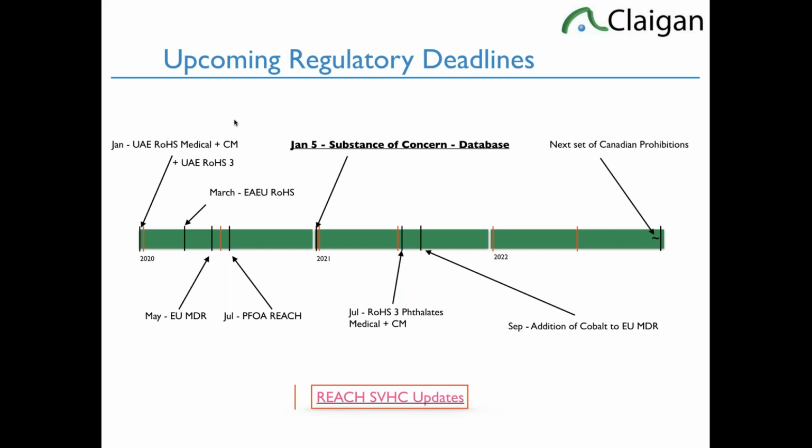So a lot of churn, a lot of work going on. If nothing changes, cobalt enters EU MDR, which basically means stainless steel enters regulation under EU MDR to a certain extent by September of 2021. And then at the end of next year or so, the new Canadian restrictions start to kick in. A bunch of new substances that aren't otherwise regulated are going to start being banned in Canada around the end of 2022. The exact date is still up in the air. So lots of stuff, but today we're talking about the Substance of Concern database.